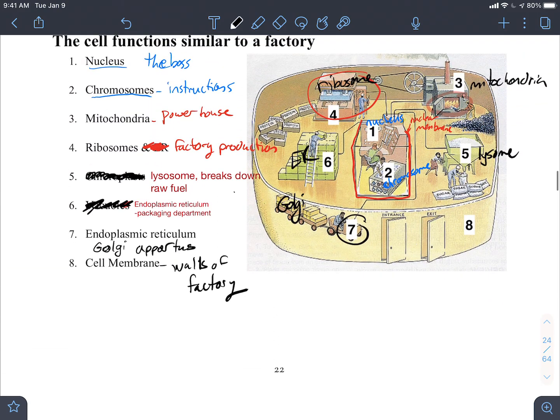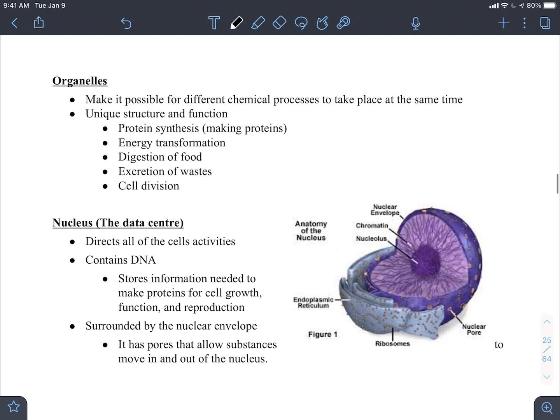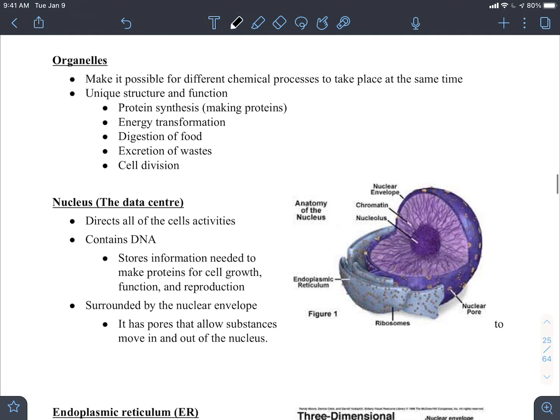But the idea is that we're moving things around. Each of these organelles has its own function. So organelles make it possible for different chemical processes to take place at the same time. They have unique structure and function. We have protein synthesis as a function, energy transformation, digestion of food, excretion of waste, and cell division.